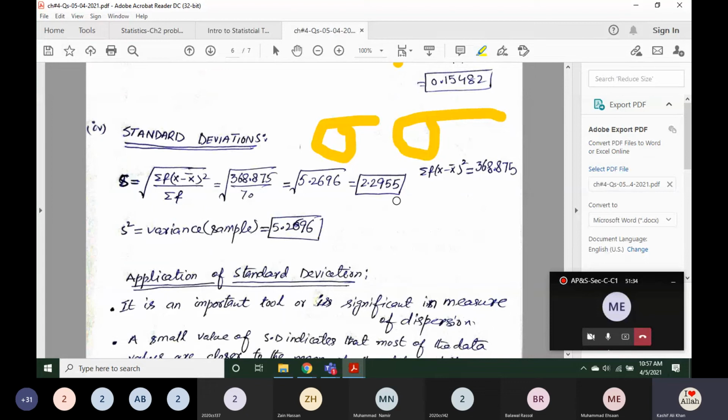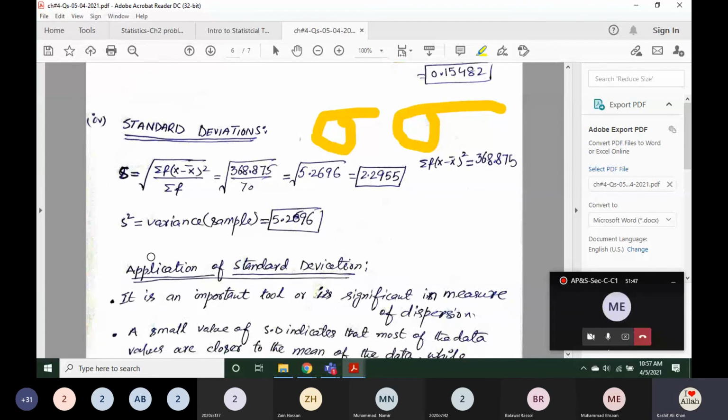I will get 2.2955. You can check my calculations. Now variance is just the square of the standard deviation. So the variance is another kind of a measure of dispersion.